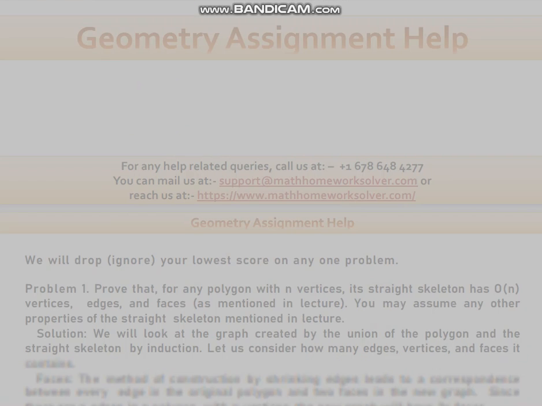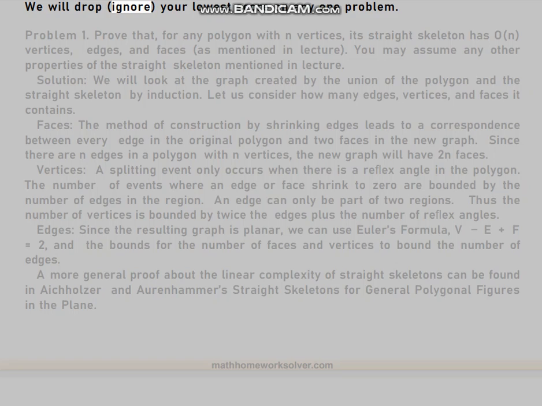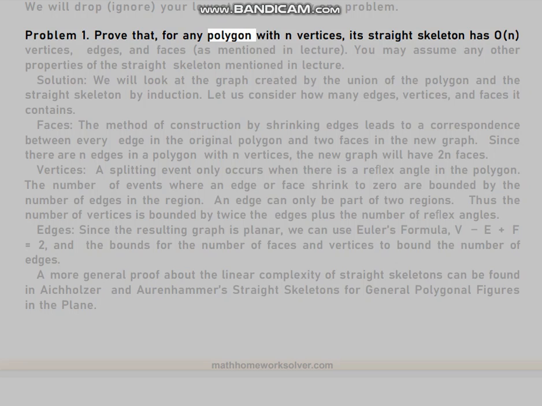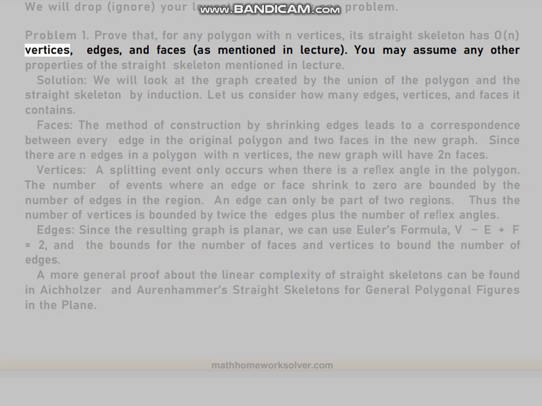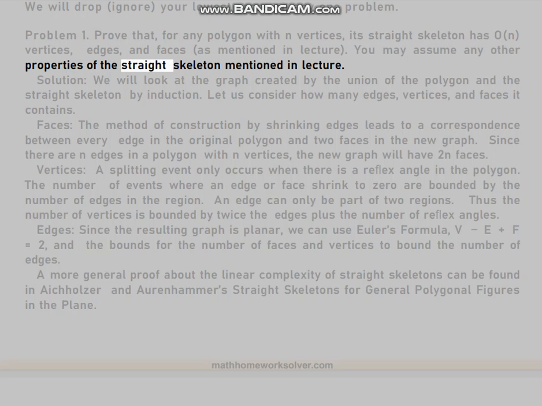We will drop, ignore your lowest score on any one problem. Problem 1. Prove that, for any polygon with n vertices, its straight skeleton has O(n) vertices, edges, and faces, as mentioned in lecture. You may assume any other properties of the straight skeleton mentioned in lecture.